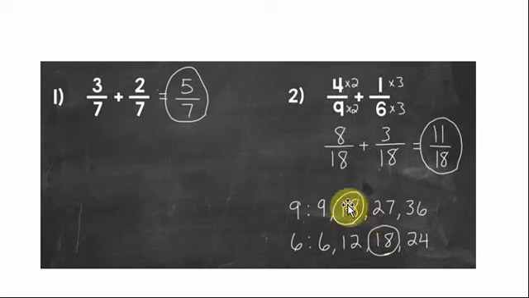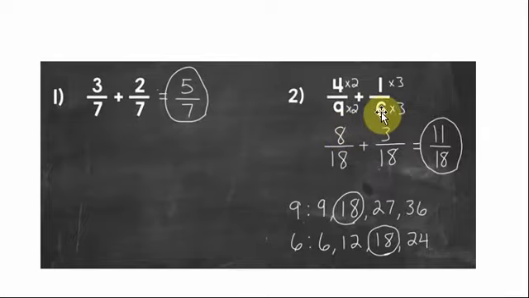Now we need to write this fraction using 18. So when denominator becomes 18, we are multiplying 9 by 2, then we need to do the same thing for the upper portion. So upper part is 4. Once you multiply it by 2, this becomes 8, then 8 over 18.